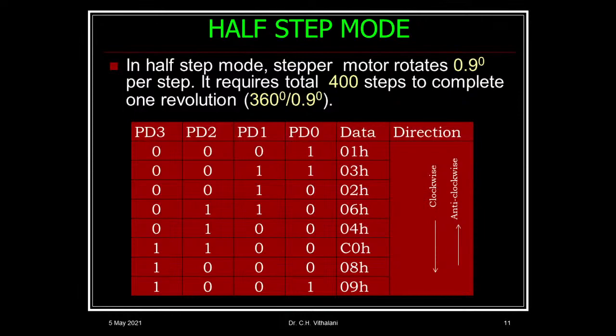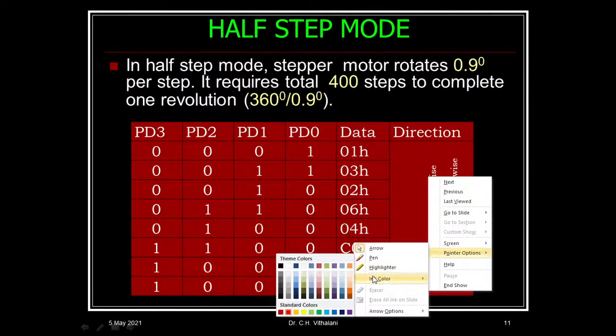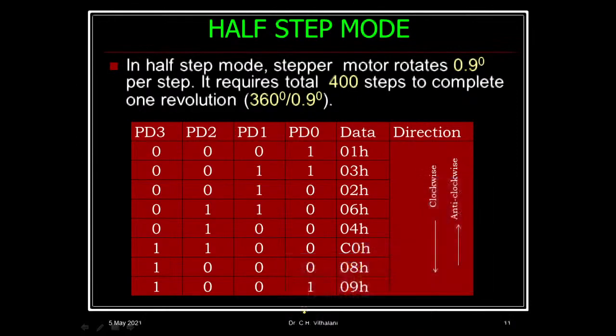In half step mode, as I told you, we require passing a total of 8 sequences, shown here in this diagram. And the rotation you require is 0.9 degree per step. That will be the rotation. So a total of 400 steps will be there.